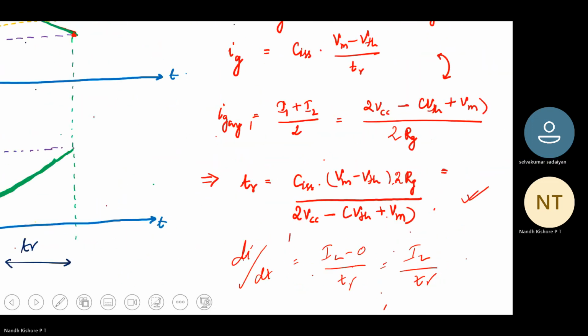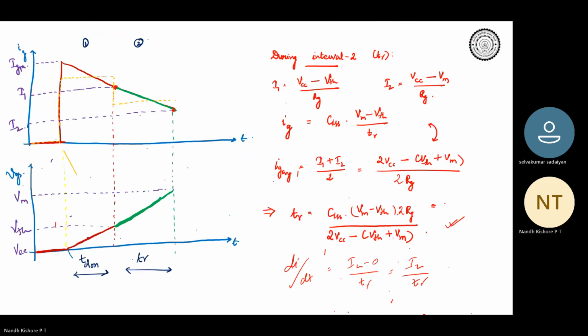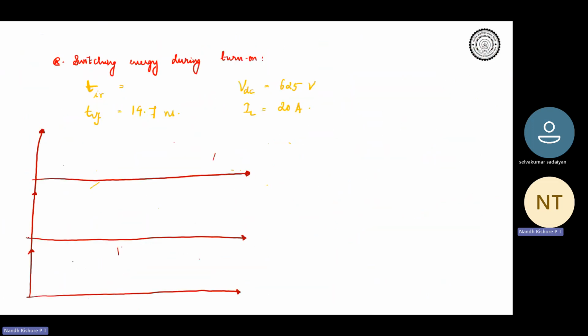I'm searching my notes. Oh, then no worries, I calculated. I think it is 3.51 nanoseconds. That is what I'm getting. 3509 pico, so 3.5 nanoseconds, right? So 3.5 nanoseconds is the current rise time.